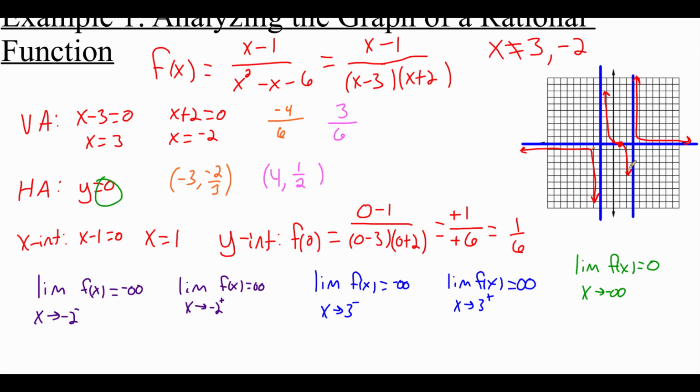And then as we look at the limit as our graph is going out to the far right-hand side, so the limit of our function as x is approaching infinity, again, this chunk of our graph is getting closer and closer to that horizontal asymptote at 0. So we're going to say that our function is approaching 0 there.